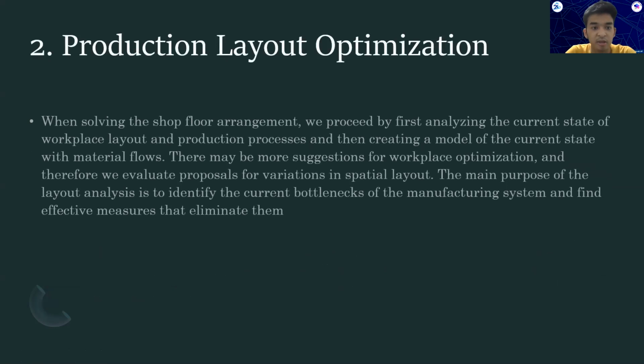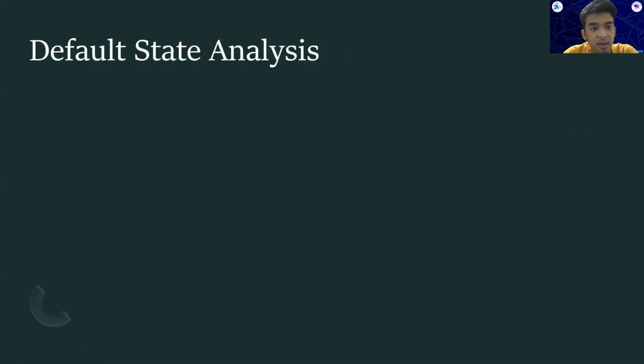And then the production layout optimization. When solving the shop floor arrangement, we proceed by first analyzing the current state of workplace layout and production processes, and then creating a model of the current state with material flows. There may be more suggestions for workplace optimization, and therefore we evaluate proposals for variation in spatial layout. The main purpose of the layout analysis is to identify the current bottlenecks of the manufacturing system and find effective measures that eliminate them.